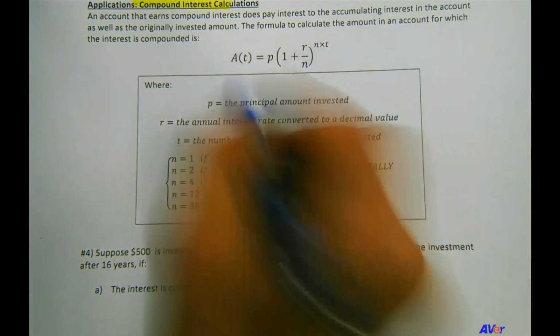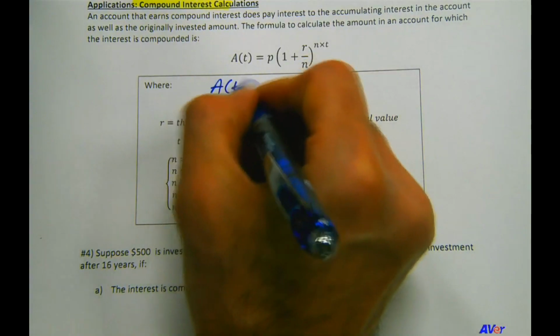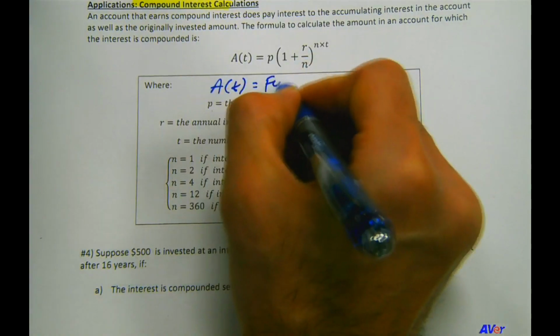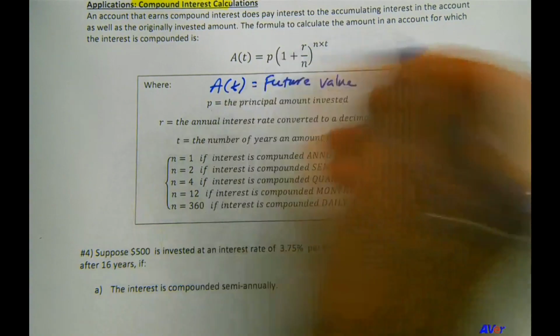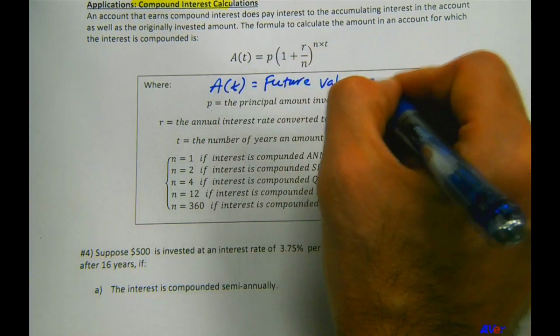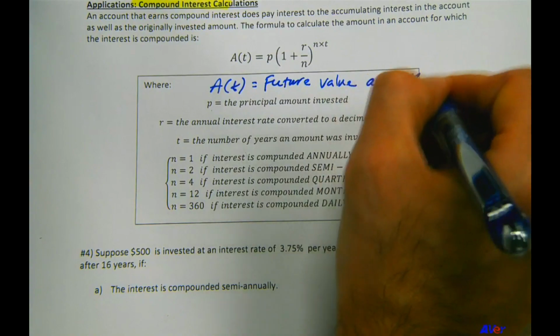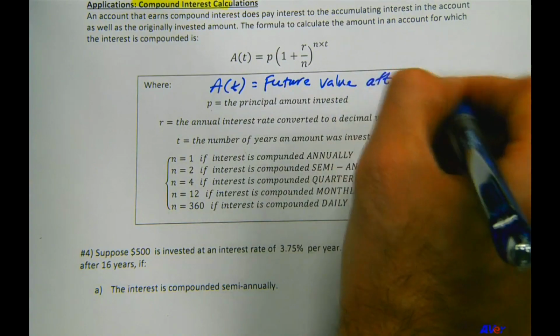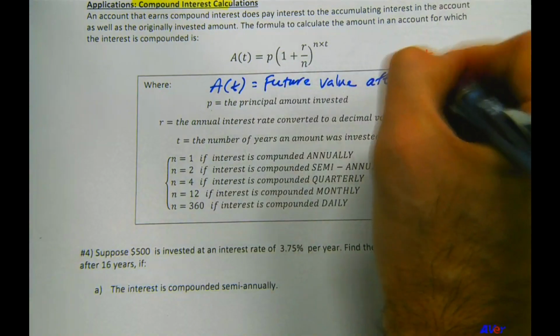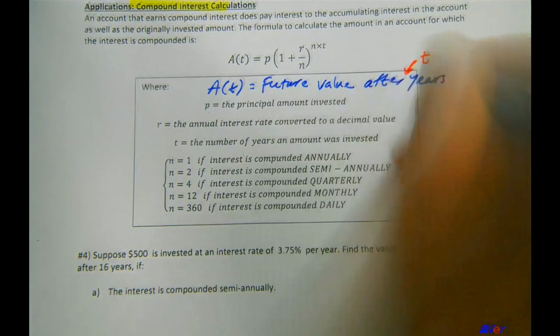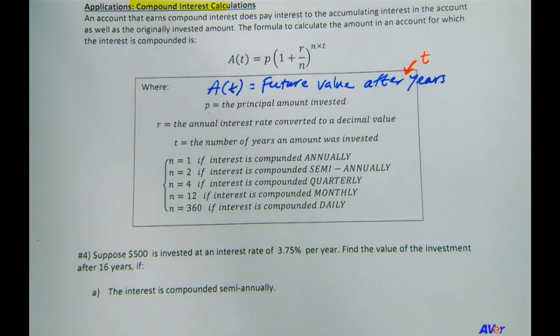Let me write that down. So A is the future value of whatever is deposited after T years. Let me write after T years. Okay? So R is the annual interest rate converted to a decimal value.